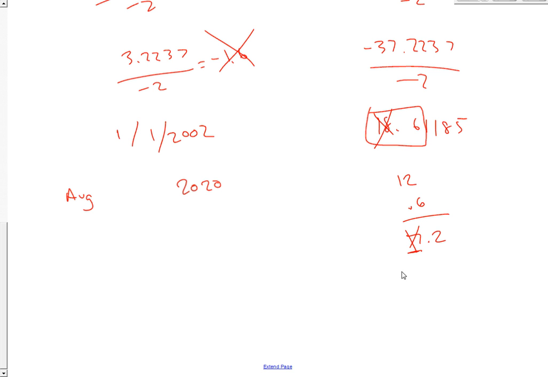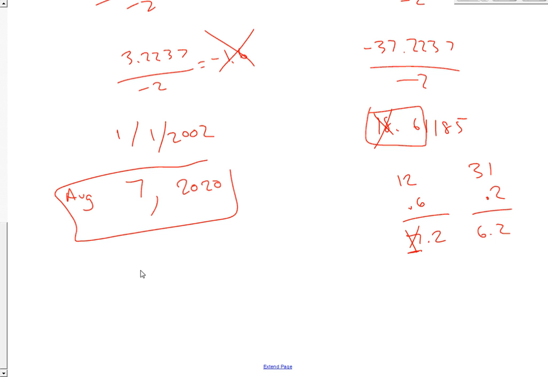Now, point 2 is talking about the number of days. So point 2, since we're talking about August, we're going to multiply by 31 days, and that is going to give me 6.2. So August, and then from the 1st, 6 days later is the 7th. So August 7th of 2020 is the date that these fish will all be dead. All right.